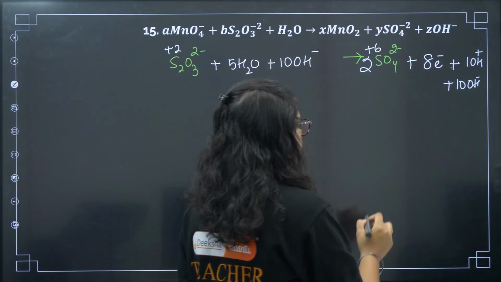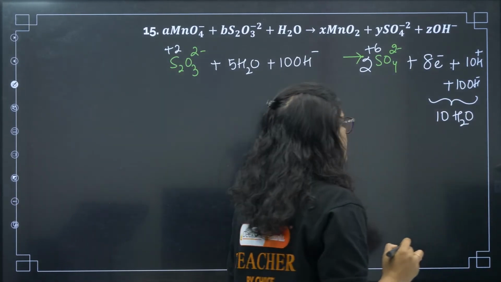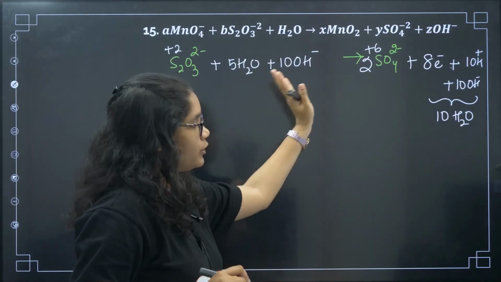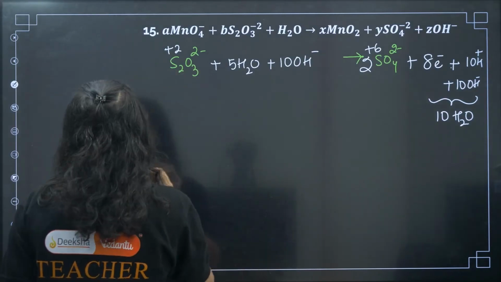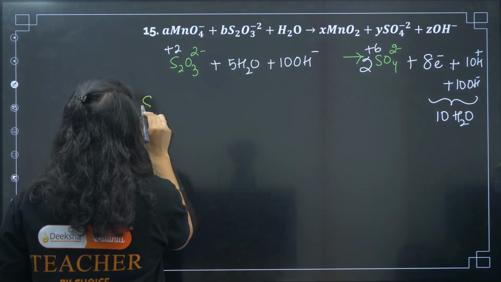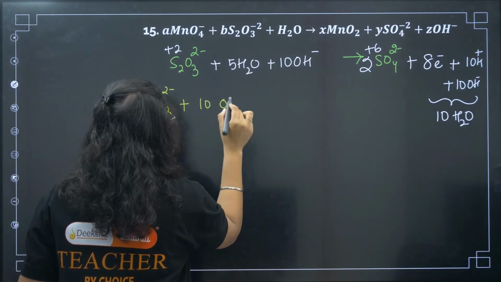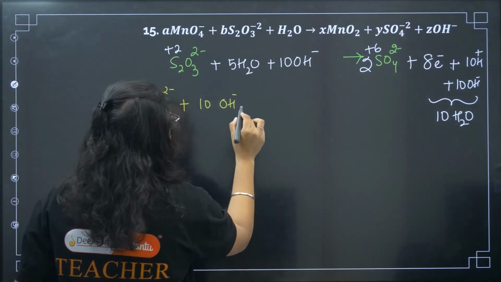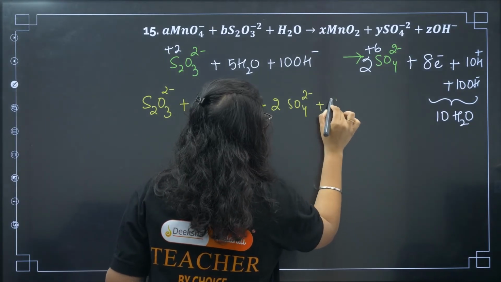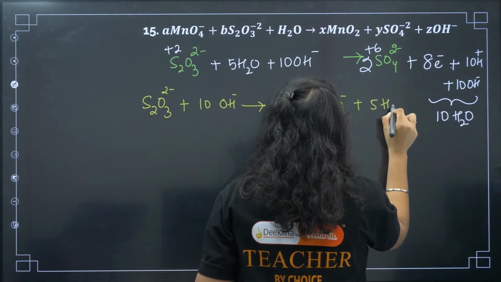Now you see, this 10 H plus and 10 OH minus can give me 10 water molecules, right? And this side we have 5 water molecules. I'll take those 5 water molecules to this side, and finally I'll get the equation. Let me write the final equation now. We have S2O3 2 minus plus 10 OH minus, okay, then it is giving me 2 SO4 2 minus plus 8 electrons, and then 10 water minus 5 water, we have 5 water.